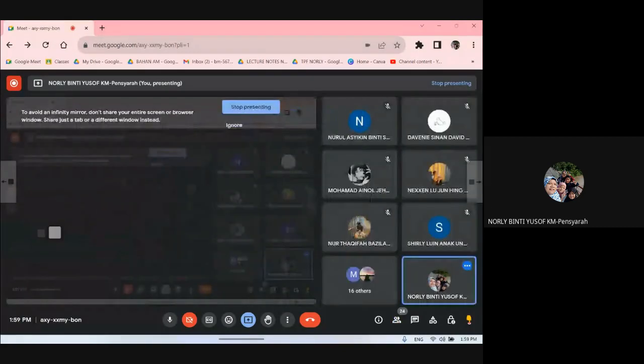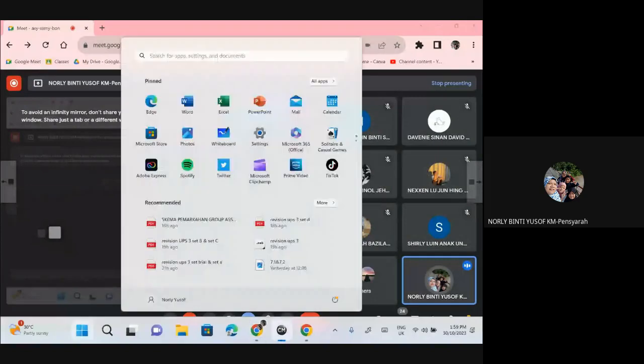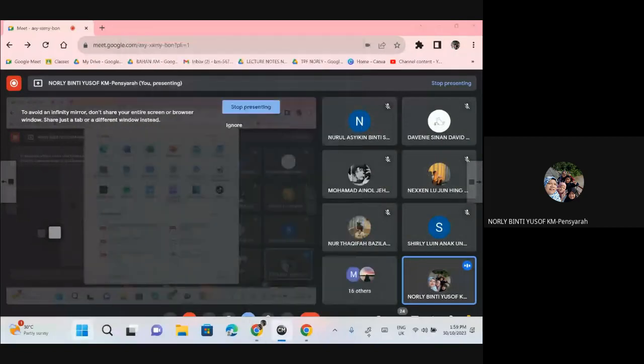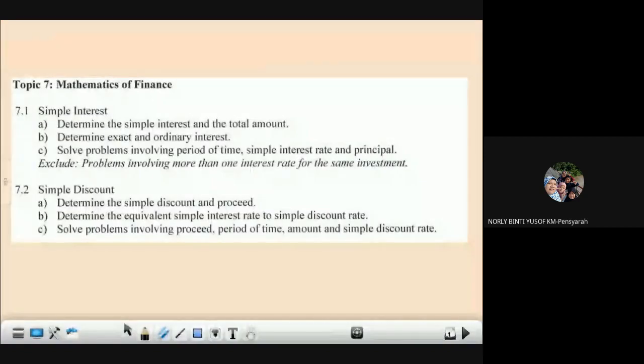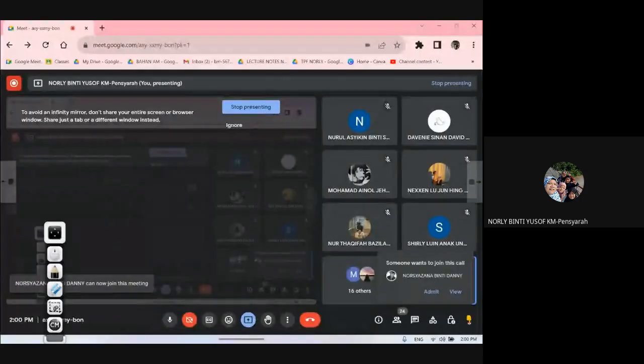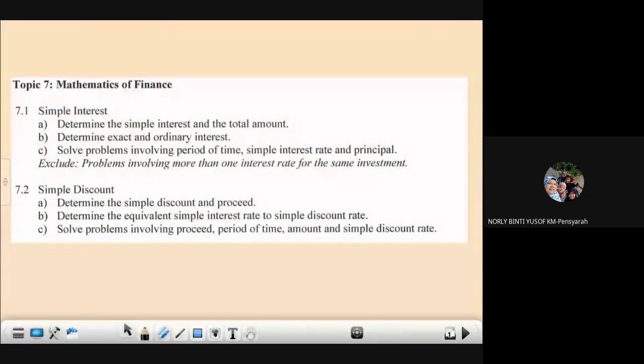Okay, so kita tengok dulu learning outcome for chapter 7. Kita ada 4 subtopic, tapi kita akan go through this week 7.1 and 7.2. This topic also masuk exam. Nanti kita akan pergi next week untuk 7.3 and 7.4.